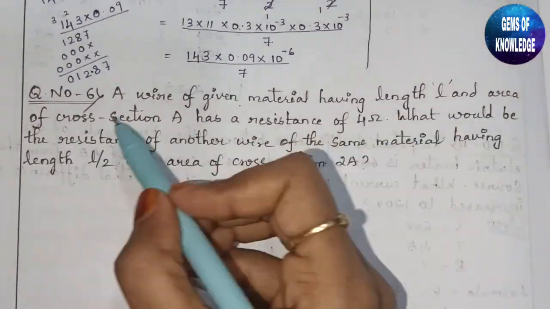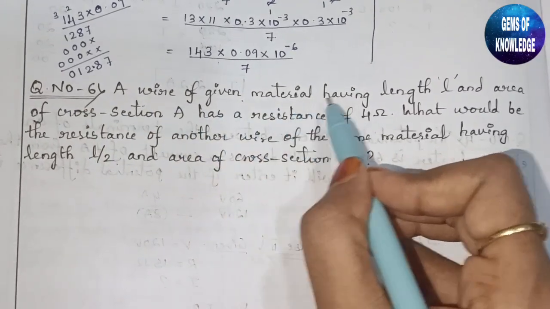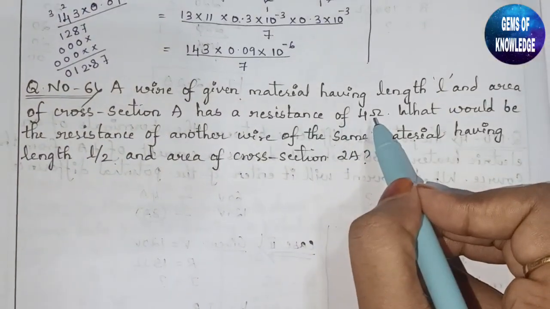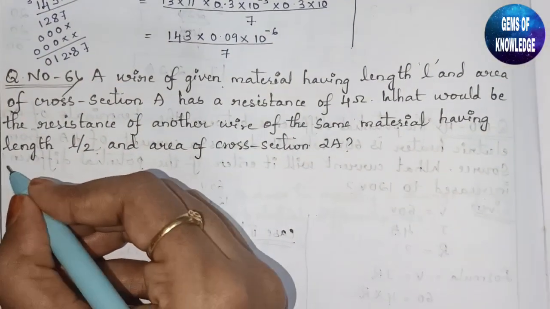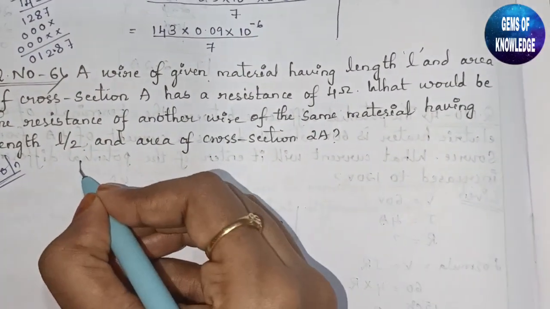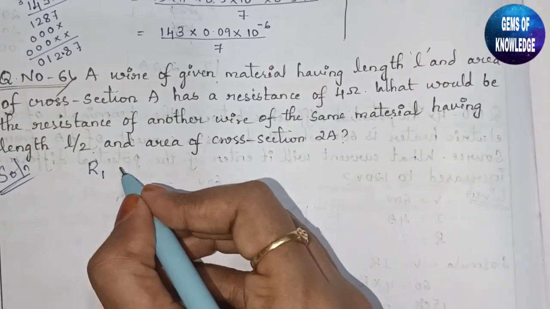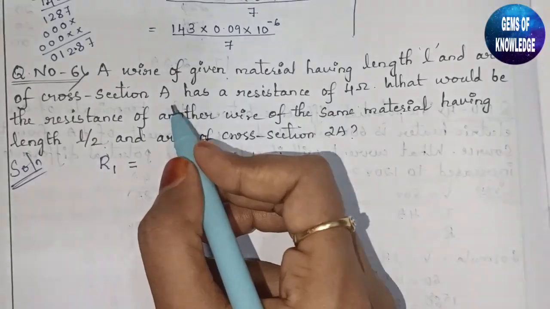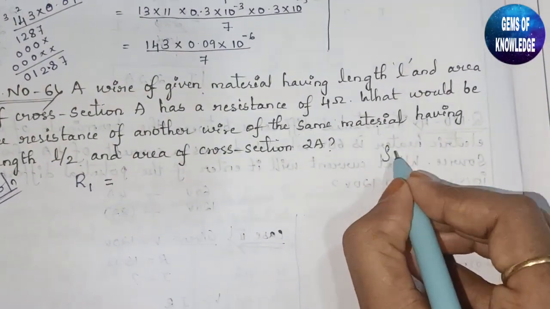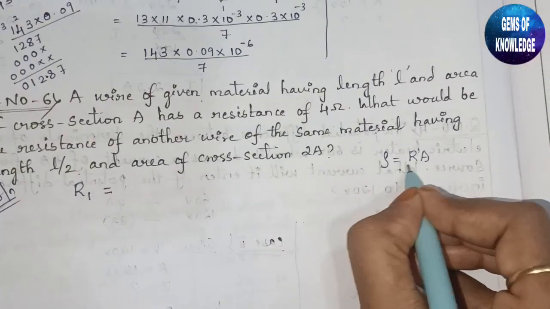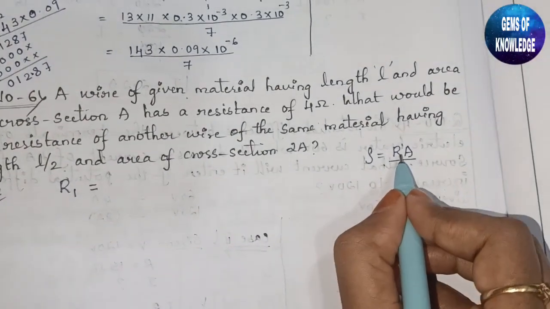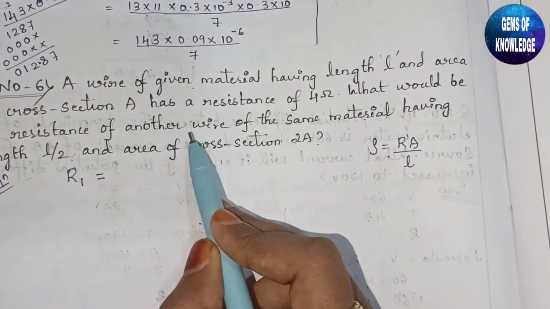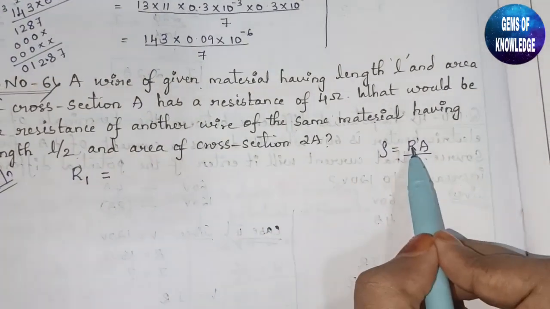Okay, next moving to the question number 6. A wire of a given material having length L and area of cross section A has a resistance of 4 ohms. Okay, so let us write. Now we will think R1 is one wire. It is having the length L and area of cross section A. Okay. So just see, we are having the rho formula as rho is equals to RA by L. Now we need to find the resistivity here. Okay. See, what would be the resistance of another wire? We need to find the resistance. We need to find R.